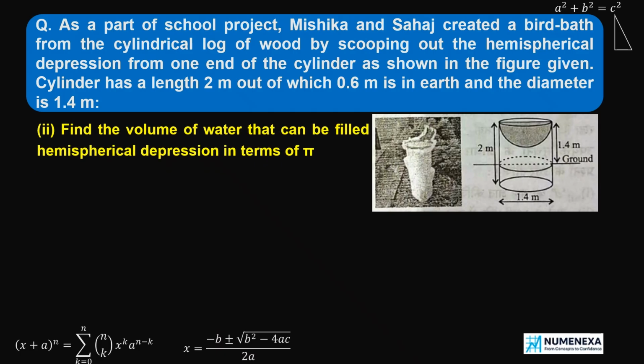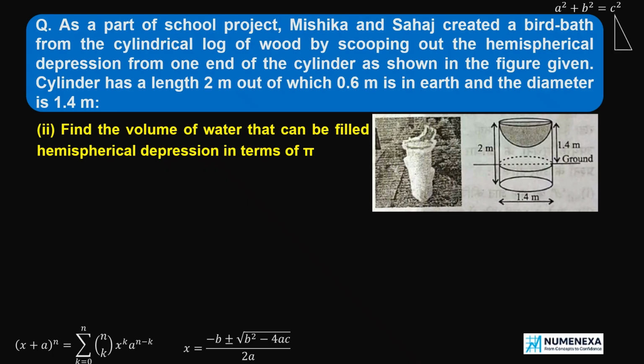The next question, find the volume of water that can be filled in hemispherical depression in terms of pi. See the question, read it very carefully. If they are asking you to find the volume of water that can be filled in the hemispherical depression in terms of pi, that means you will not substitute the value of pi. In terms of pi only, you are going to specify the volume of water.